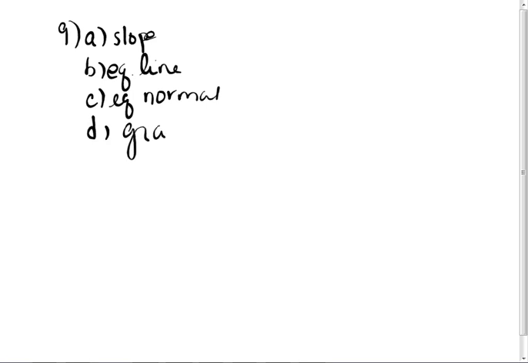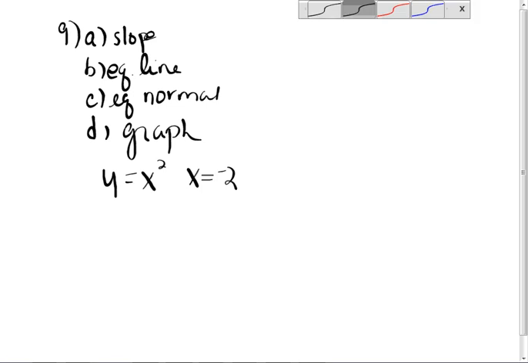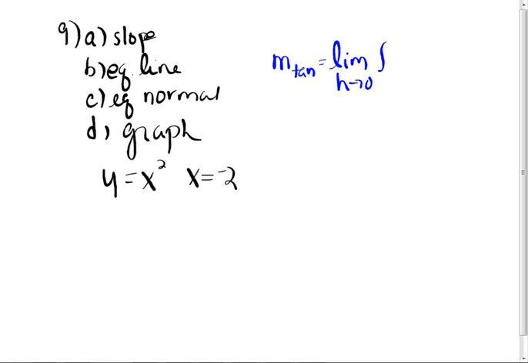You can't find the normal unless you know what the slope is, because the normal is the opposite reciprocal. So 9 is y equals x squared, and x is equal to negative 2. Now I want the slope of the tangent line. It says the slope of the curve at the point. I wish it said slope of the tangent line, because it's really not named correctly. The slope is the limit as h goes to 0 of f of c plus h minus f of c all over h.